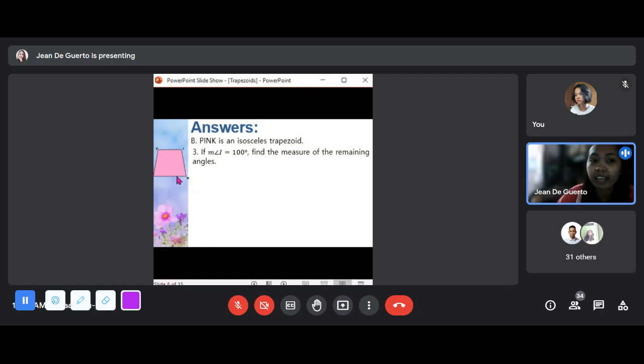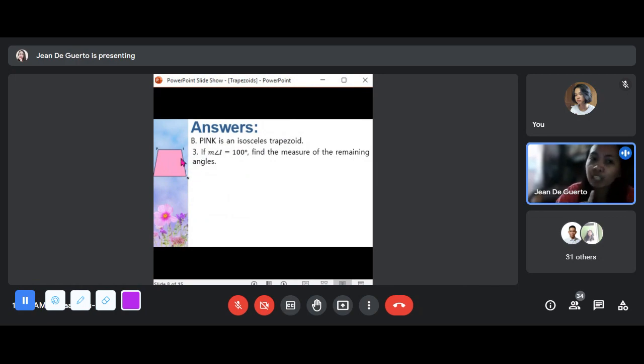And since angle K and angle N are congruent, that means they have equal measure. So paghahatian nila yung natitirang 160, which is 80. Okay, so bawat isa sa kanila will have a measure of 80 degrees. So nasagot na yung question natin, question number 3.